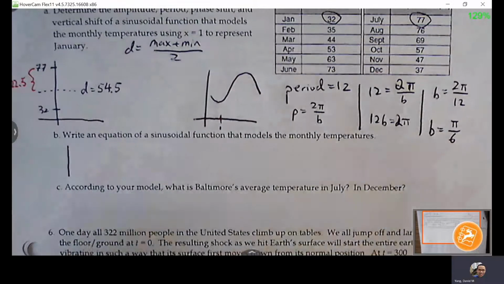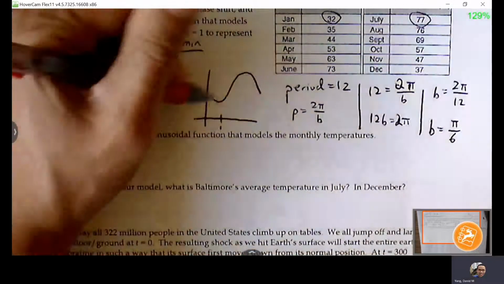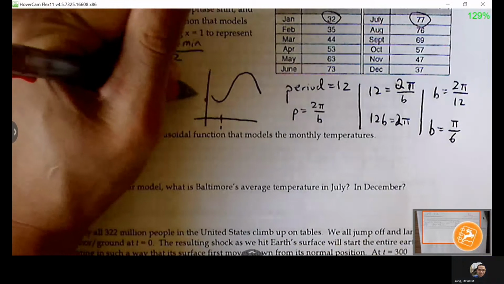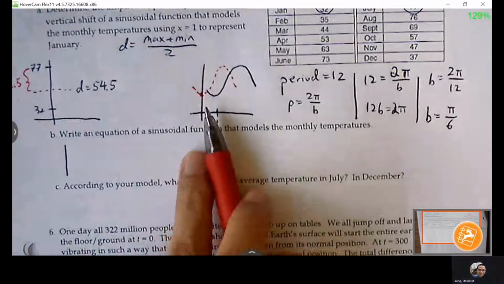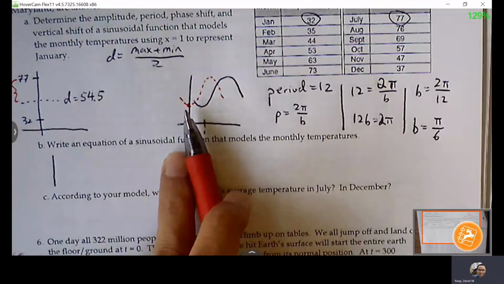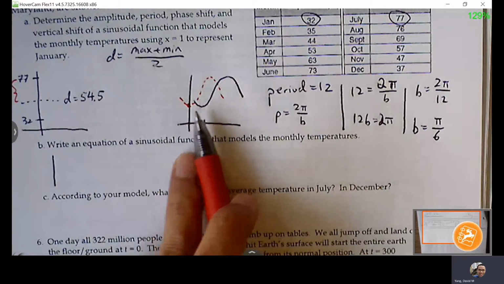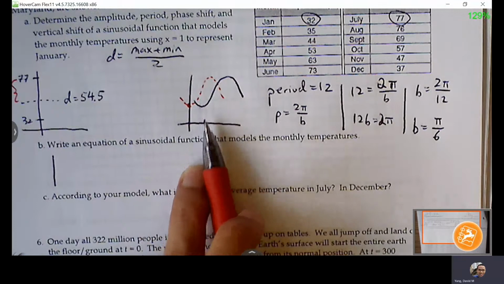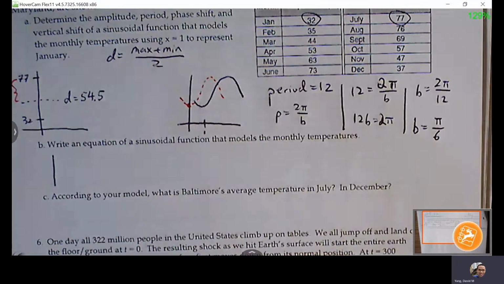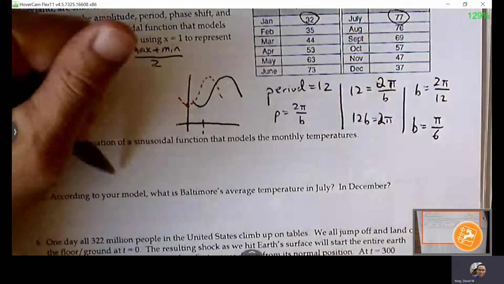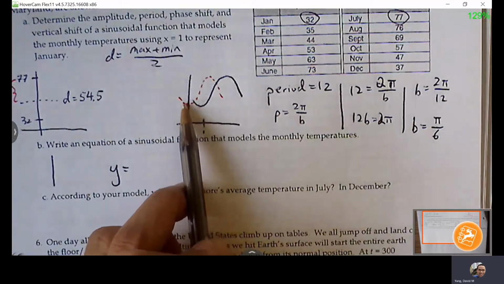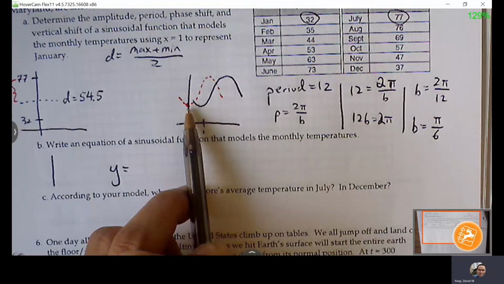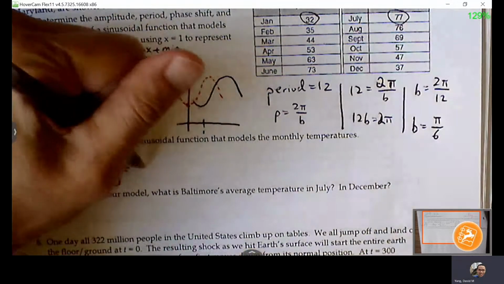Okay, so normally we would want a cosine graph to start here, right? So let's create a cosine graph, and then we'll figure out how or what direction we need to shift in order to make the minimum be at 1. You get it? It's talking about these. Alright. So I want my minimum to start with cosine.